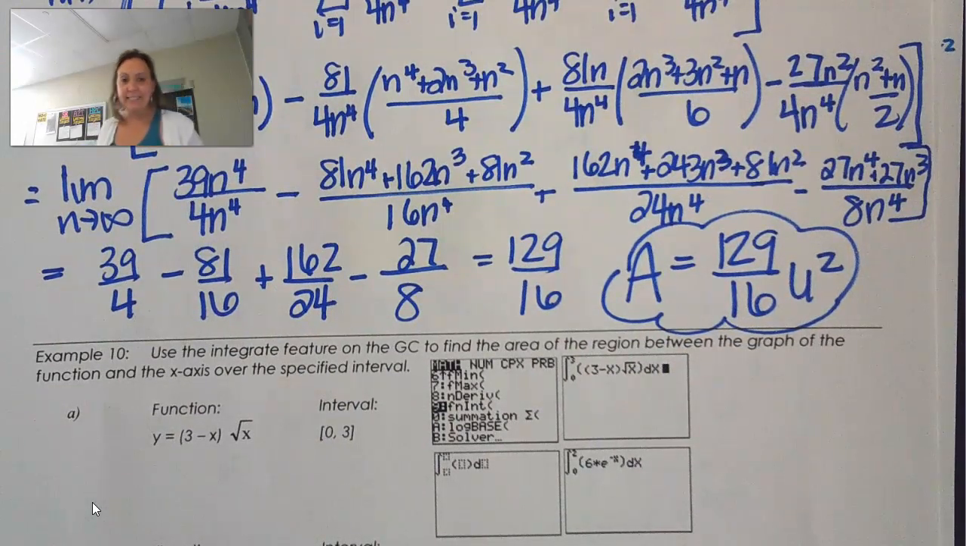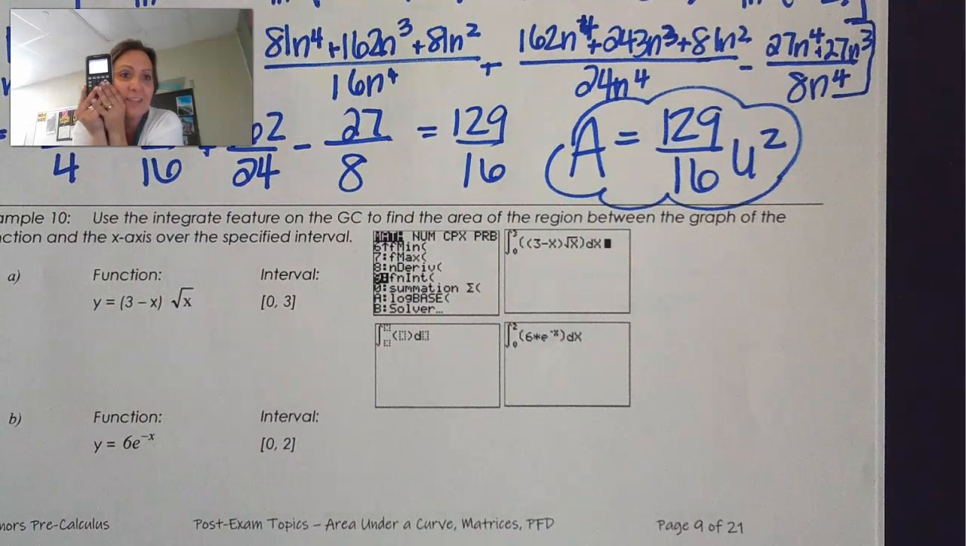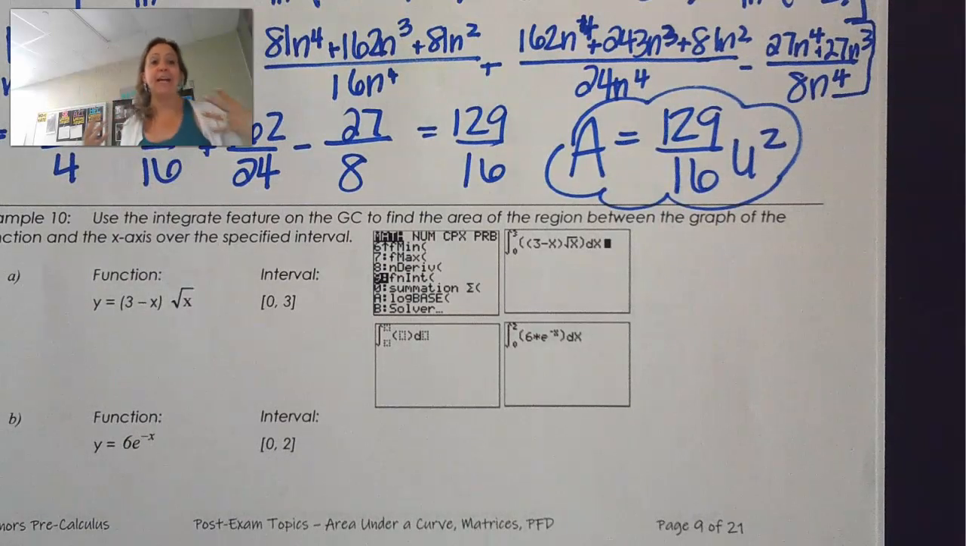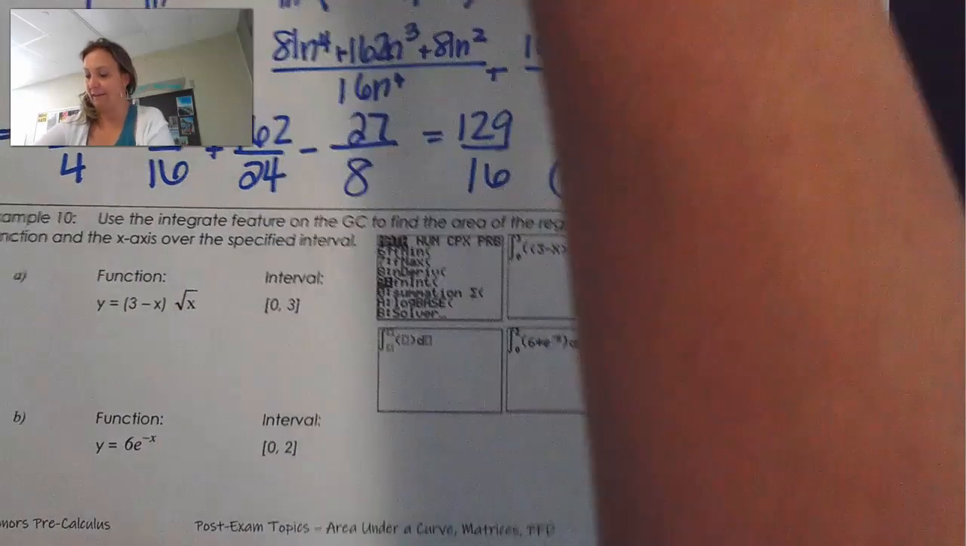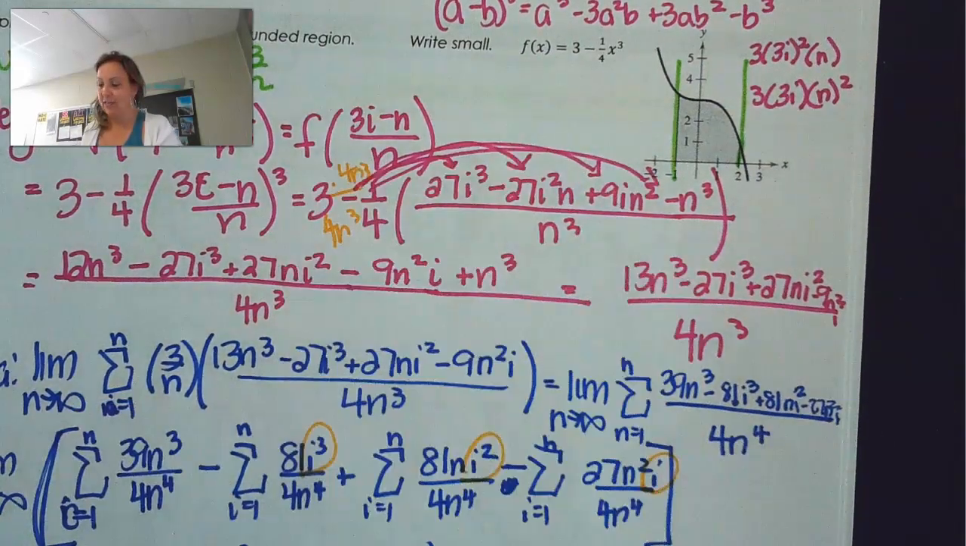So in the next thing, I do want to show you, you can't use a graphing calculator on the test, okay, for this part of it. But I do want to show you how to use the integrate feature on the graphing calculator to help you find the area of the region between the function and the x-axis over the specified interval. So let's say that we wanted to do that for this particular function that was right here. I know that's not on your page.